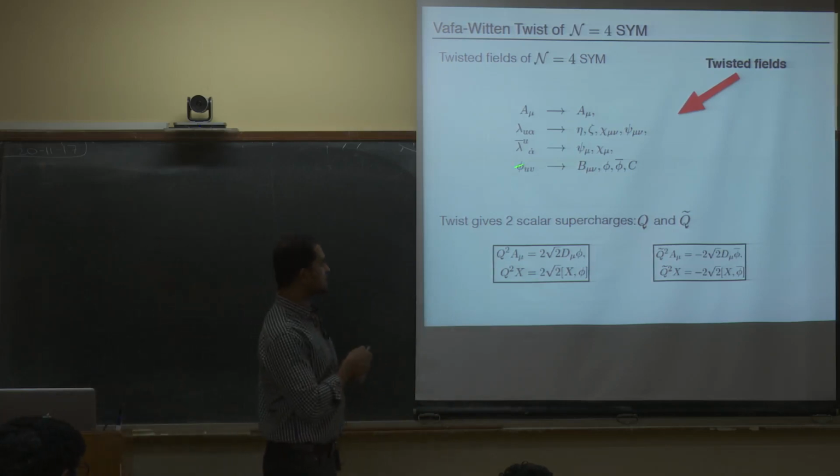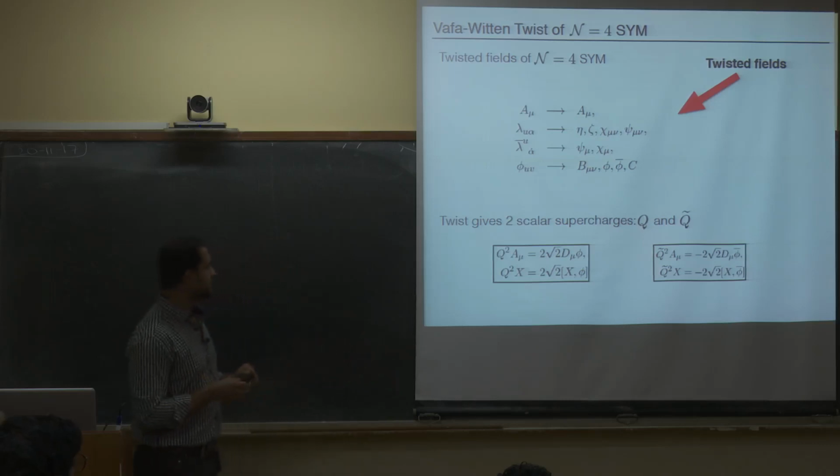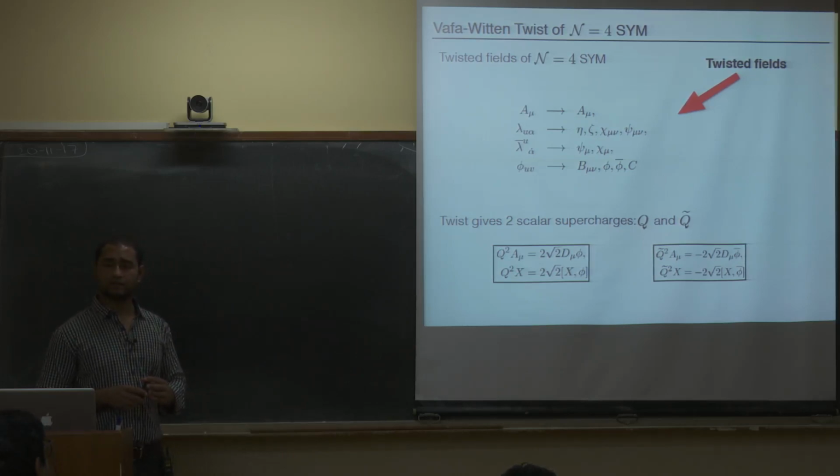Then the 6 scalars decompose in this way. B mu nu is a self-dual field with 3 components. Then phi, phi bar, and C are scalars. So in total, there are 16 fermions in this theory, and twisting doesn't change the number of fermions. Twisting also doesn't change the physics. Like you said, in flat R4, twisting is just a change of variables. It is the original theory.